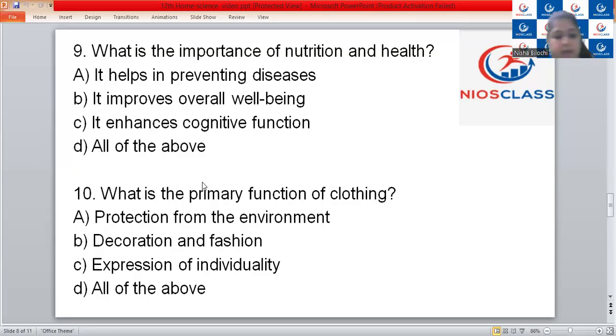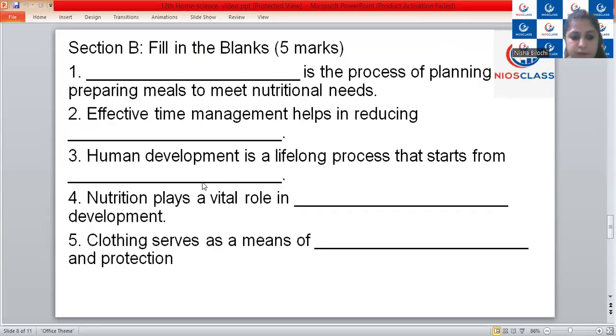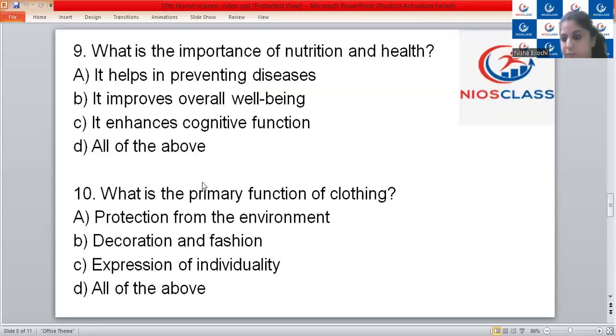Thanks a lot, everyone. Let's move on to question number 10. So question number 9, option number D is going to be the correct one. The 10th question, which is the last question as a part of our MCQ, and we'll be moving towards the fill in the blanks. What is the primary function of clothing?